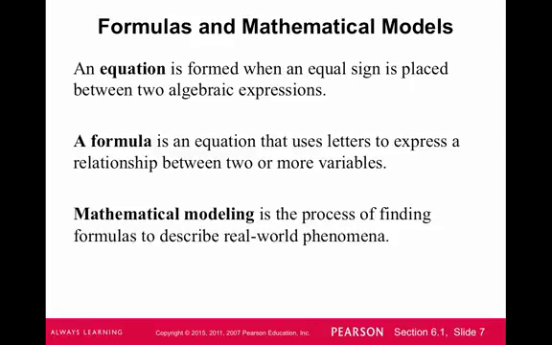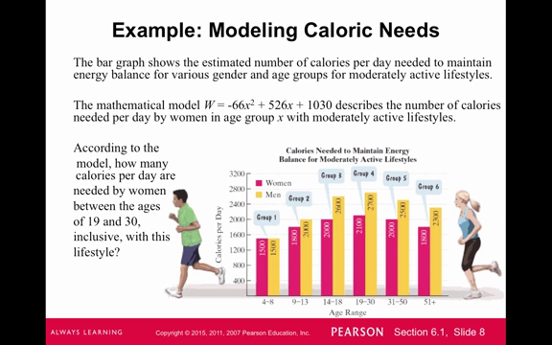We're sometimes going to plug things into formulas. So just to go over some vocab, an equation is formed when an equal sign is placed between two algebraic expressions. A formula is an equation that uses letters to express a relationship between two or more variables. And mathematical modeling is the process of finding a formula to describe a real-world phenomenon. A lot of times we have formulas that describe mathematical models.